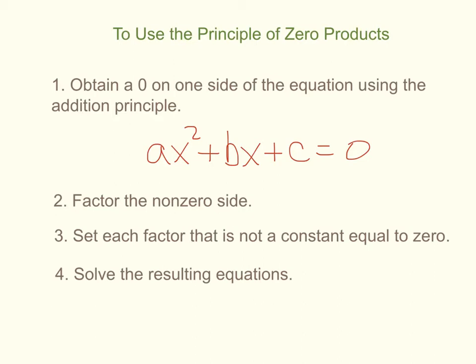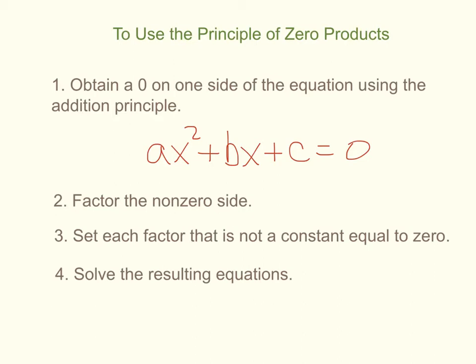Once you have it all factored, then you're going to take each factor that is not a constant and set that equal to 0. Now, what that means is, if you went and took out a greatest common factor of, let's say, 5, well, 5 by itself is a constant. So you're not going to take 5 and set it equal to 0. Only something with a variable are you going to set equal to 0. So if you took a 5x out, that would be fine. Set that equal to 0.